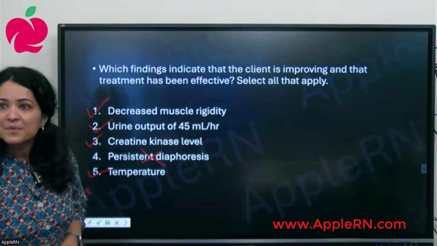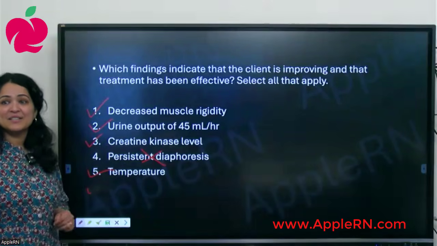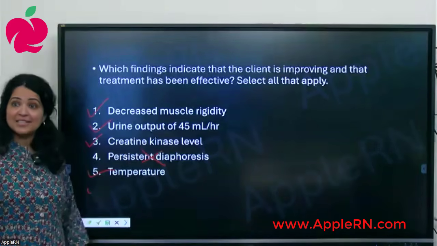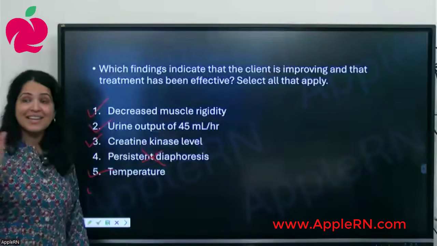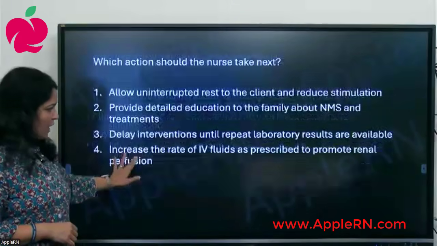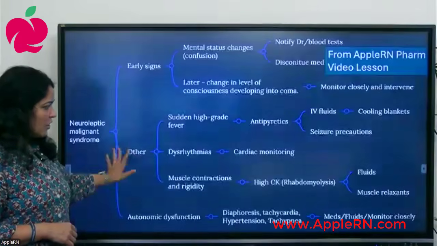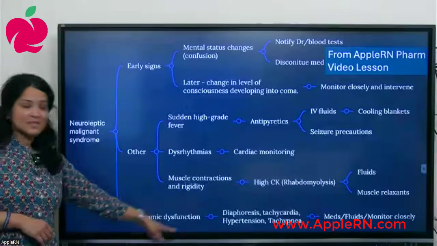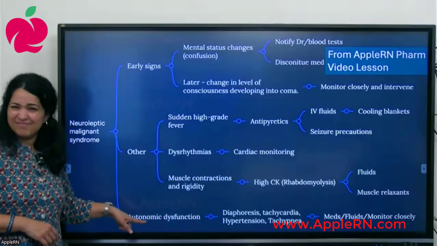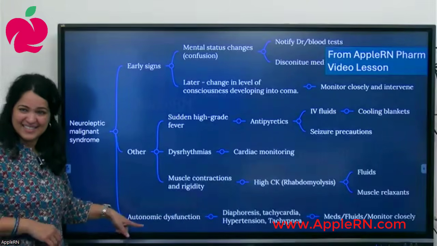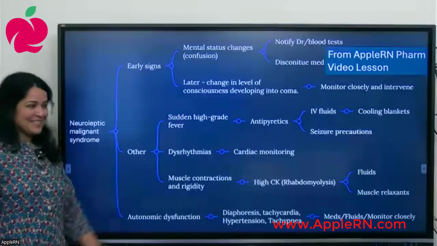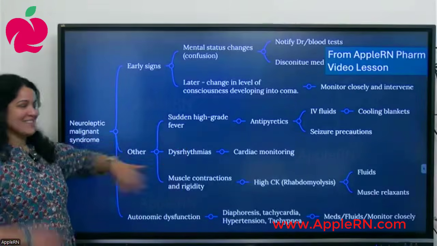Okay. Swapna, I think you are the one who said that. So just make a note, Siji and Swapna, we are not selecting 4, okay? Because persistent diaphoresis means the autonomic dysfunction is still there. Now, why am I saying autonomic dysfunction? Because we know from our information on neuroleptic malignant syndrome, see there, diaphoresis is autonomic dysfunction. So they're not ready there yet. Still some problem. Might get better, but it's just been 48 hours. All right?